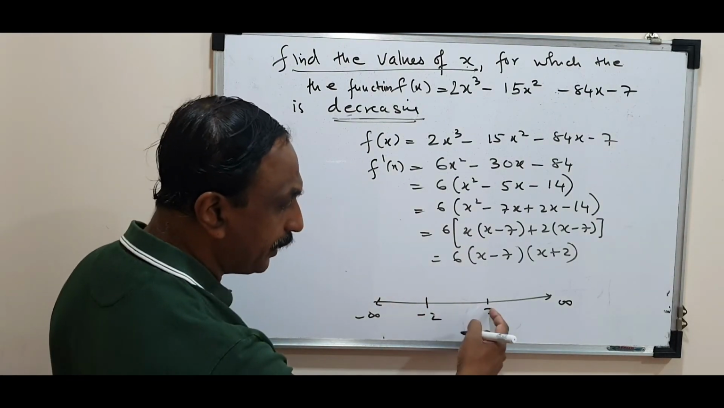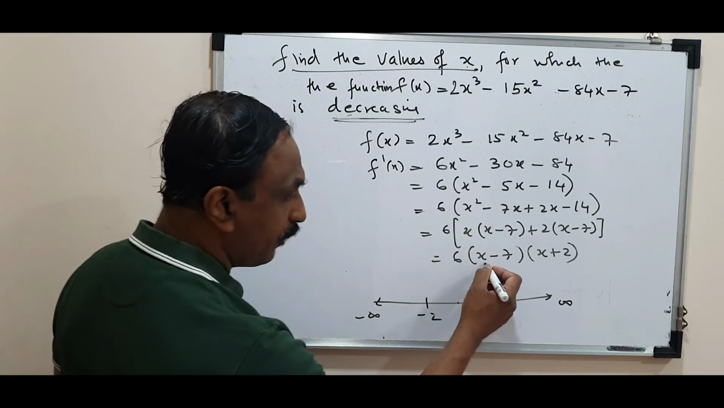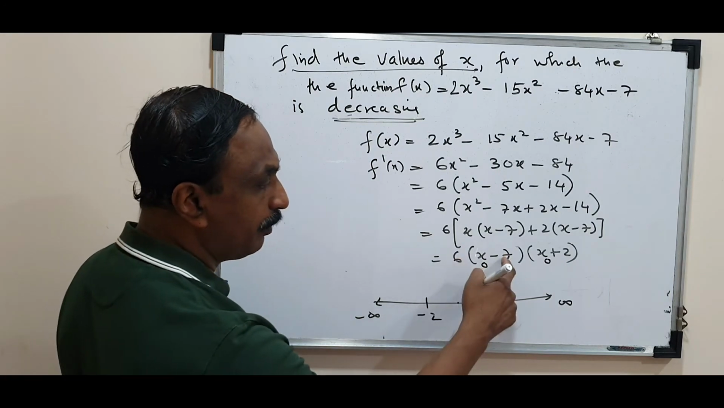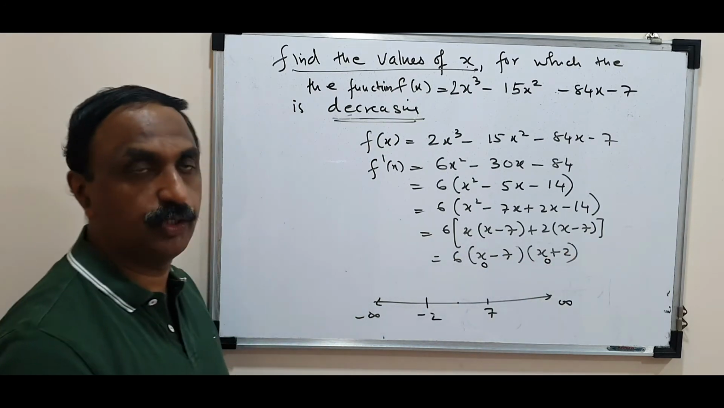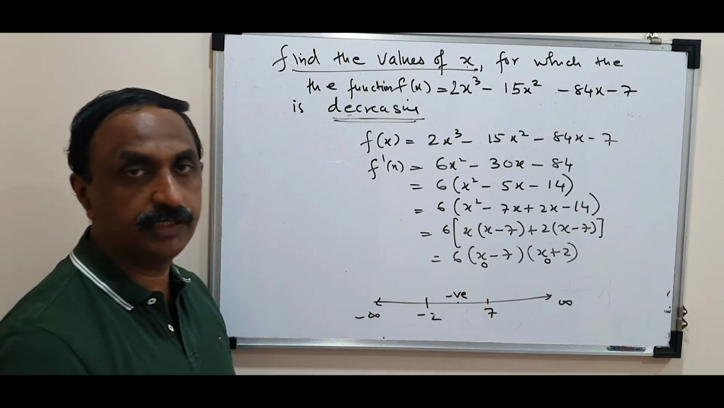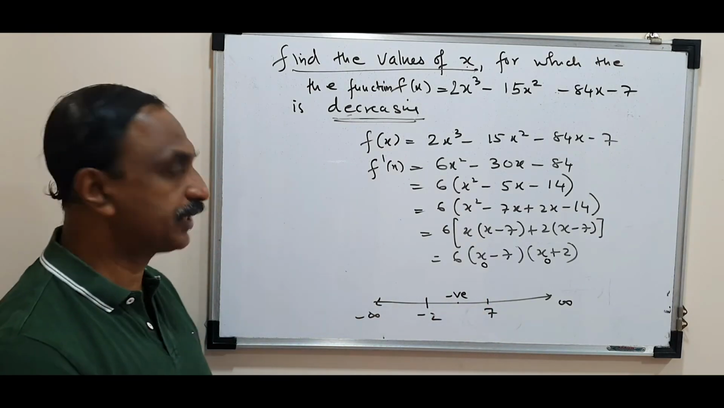Now tell me a number between minus 2 and 7. 0 is a number between them. So if I put x as 0, the calculation would be 6 into minus 7 into 2. It gives you a negative value. So that means in this interval, the derivative is negative. So in this interval, the function is decreasing.